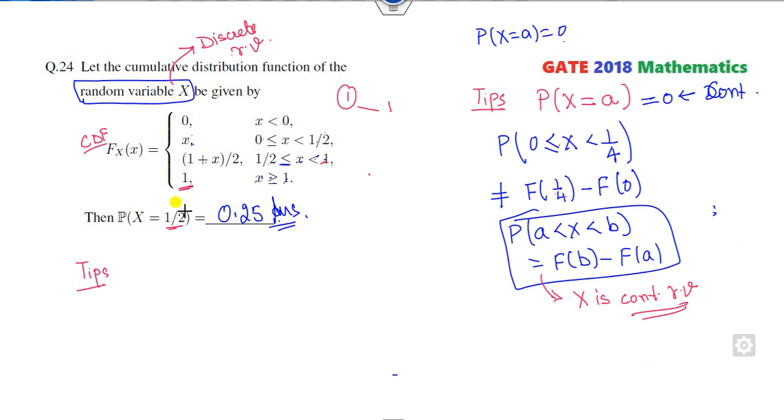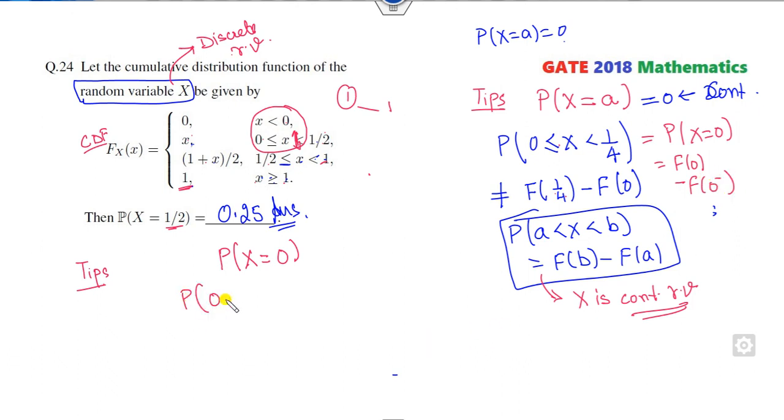Again, a very simple concept is, you have to look about 0. 1 by 4 lies here. How many breaking points are there in this case? There is only one breaking point, that is 0. So that means this is nothing but x equal to 0. How do you find x equal to 0? So F of 0 minus F of 0 negative.